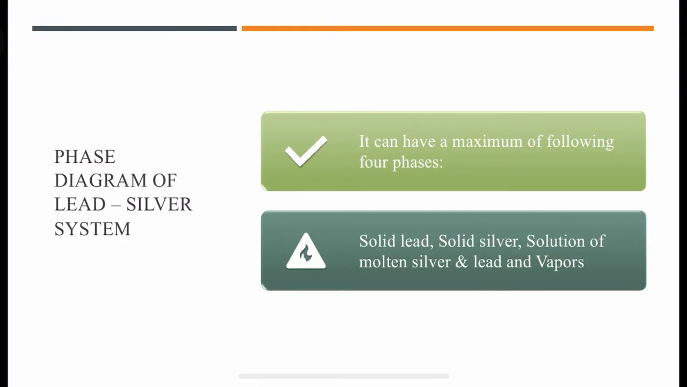So it can have a maximum of the following four phases. The first one is solid lead, second is solid silver, third is the solution of molten silver and lead, and fourth is its vapor.